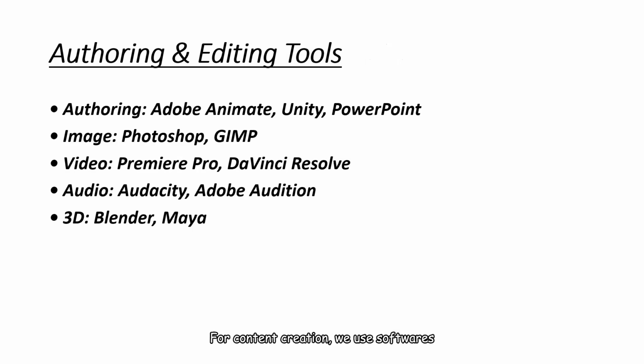For content creation, we use software like Adobe Animate or PowerPoint for authoring. Tools like Photoshop, Premiere Pro, and Audacity help us edit images, videos, and audio respectively. These tools give us the creative control we need to craft compelling multimedia.